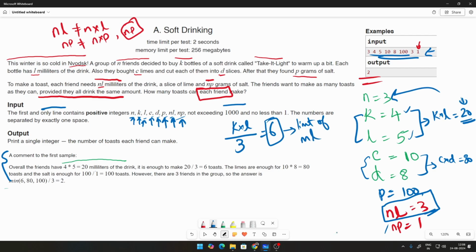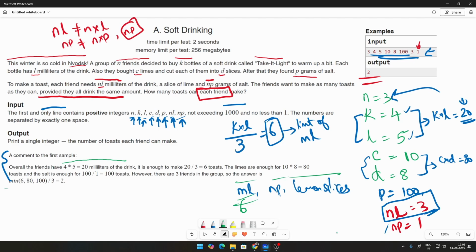This is just the limit of milliliters, because there are three factors here that we're going to be dealing with: the milliliters, the grams of salt, and the lemon slices. I think you guys can understand that whichever here is the lowest, the entire system will be bottlenecked to only follow that.